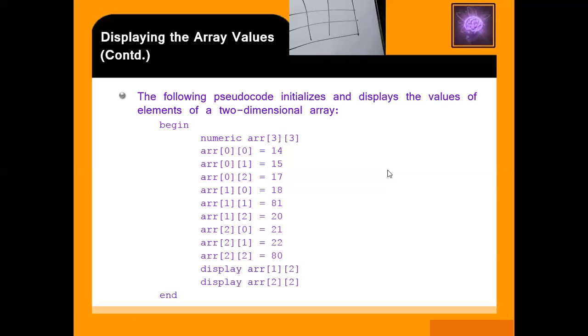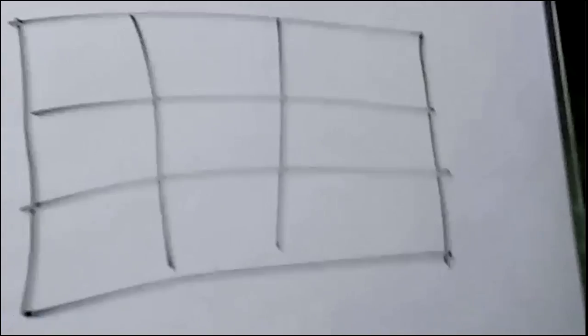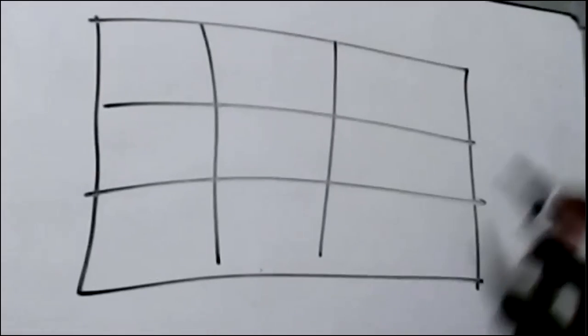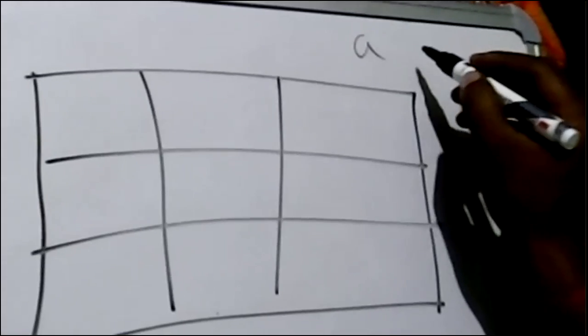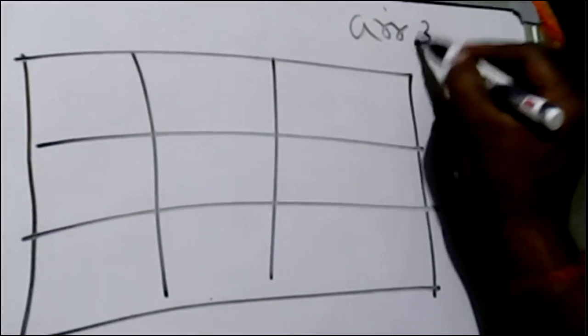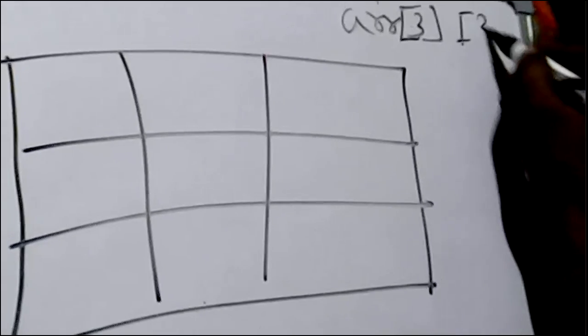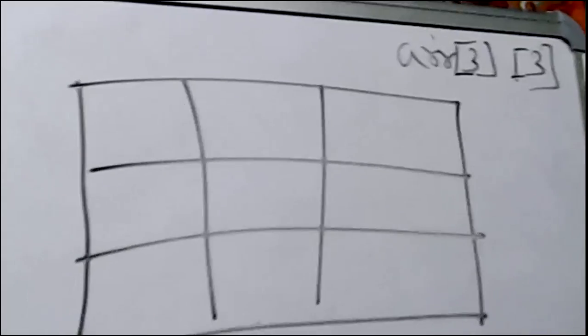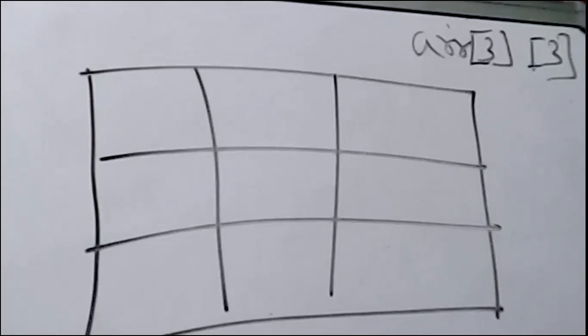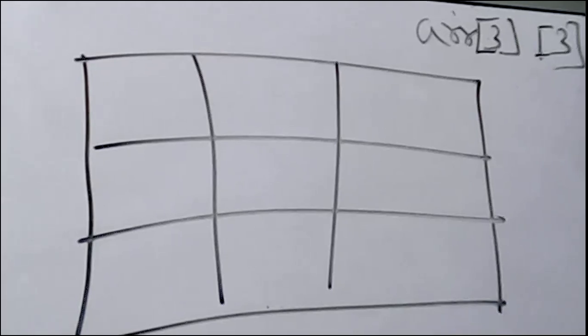If you notice here, we define an array of size 3 rows and 3 columns. So here we are defining the array with 3 rows and 3 columns. That is showing you an array of 3 rows and 3 columns.